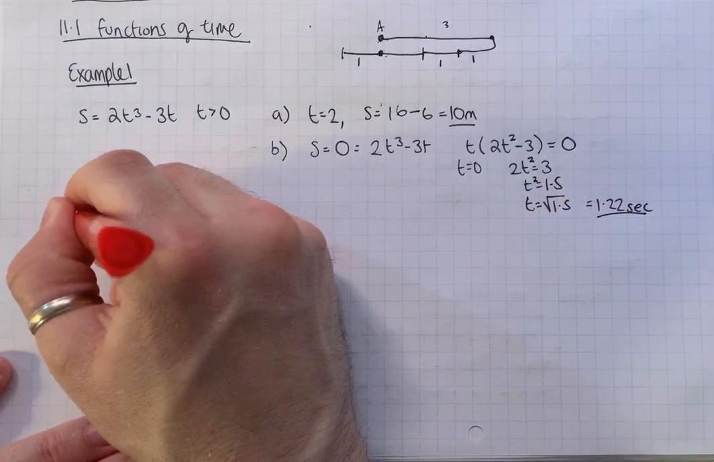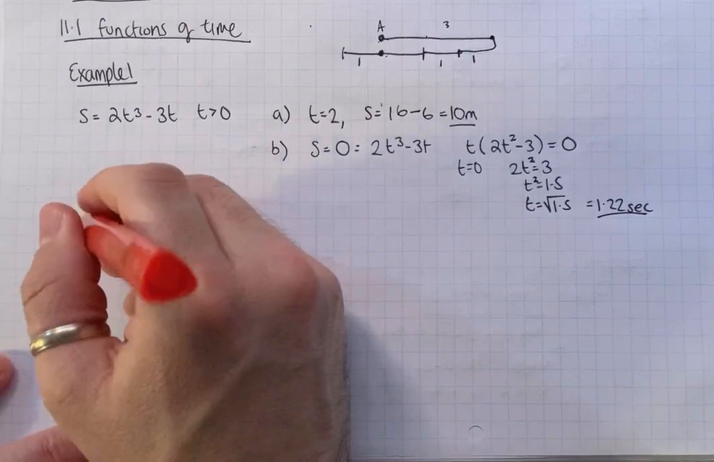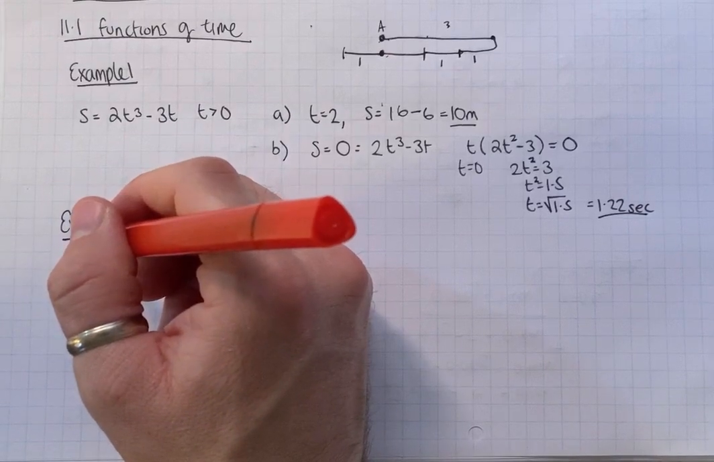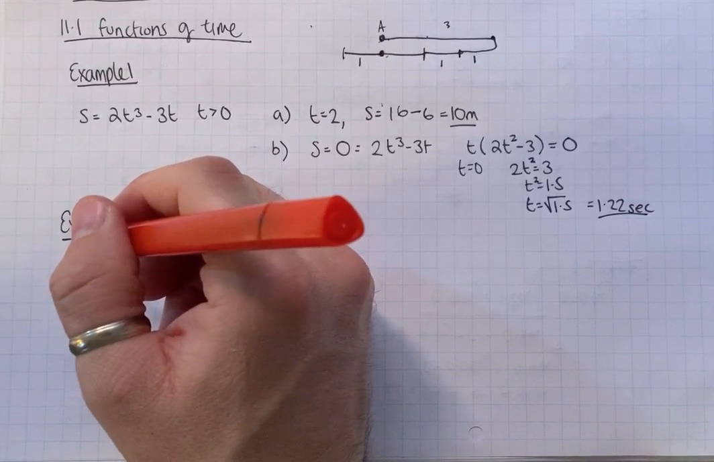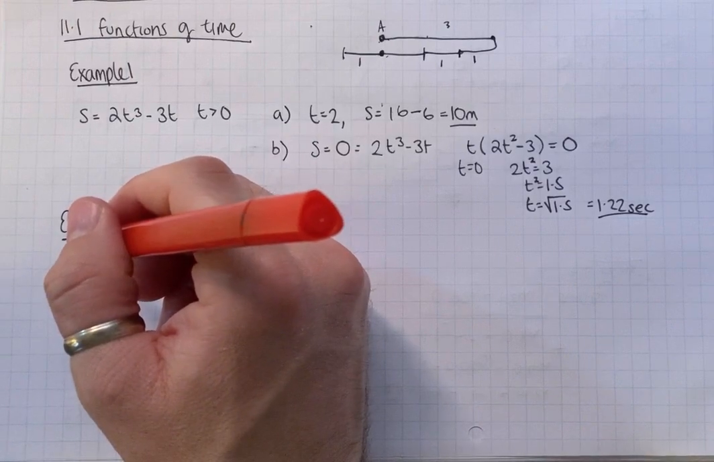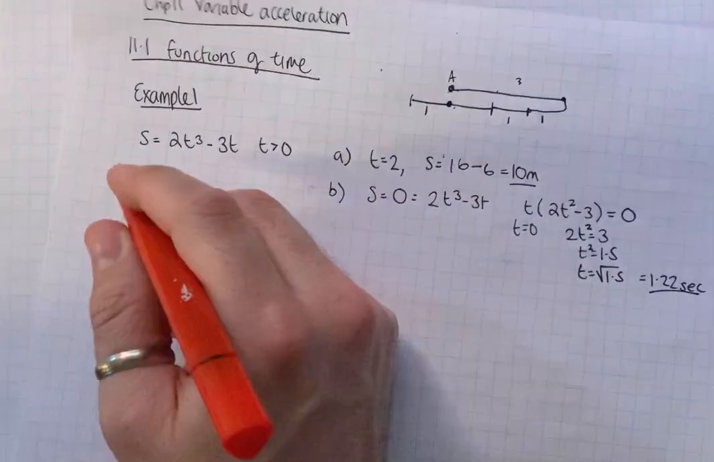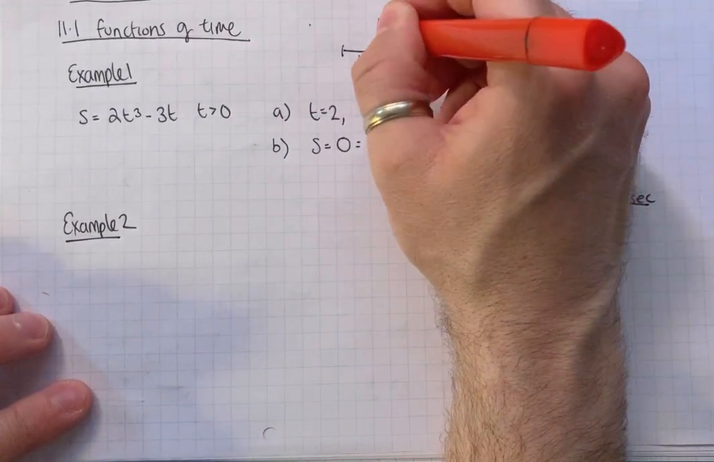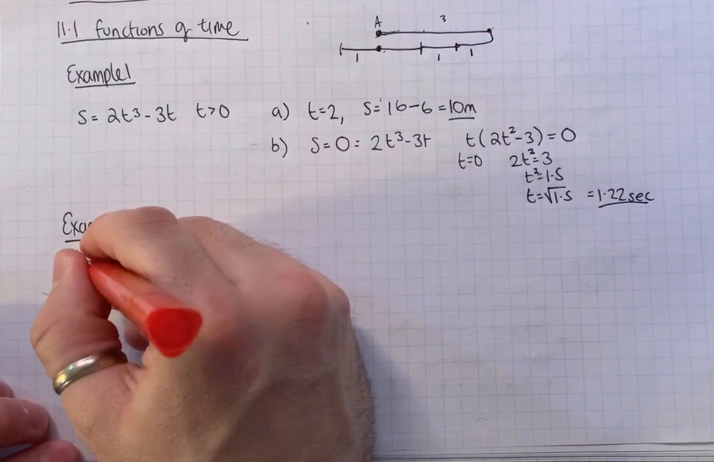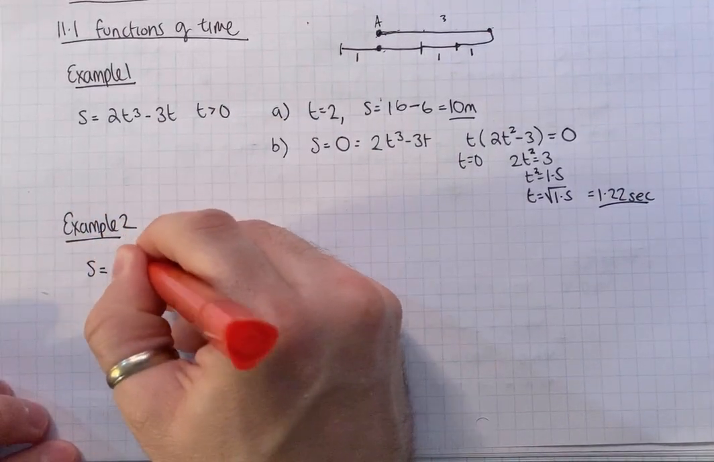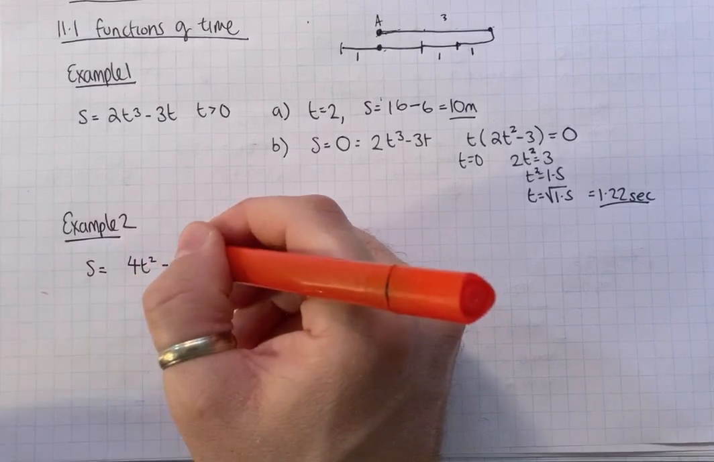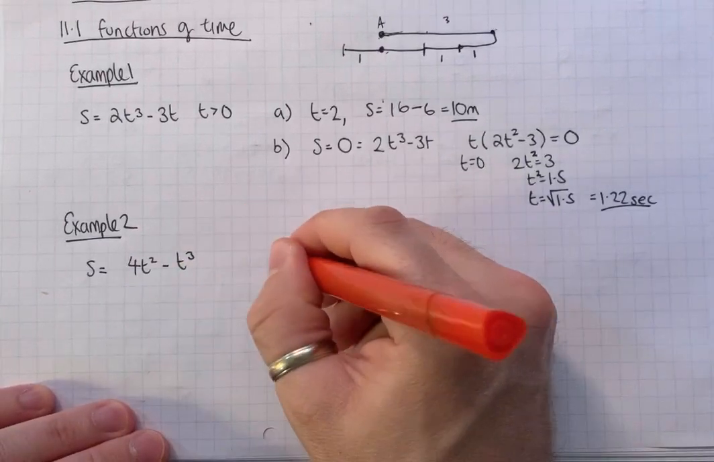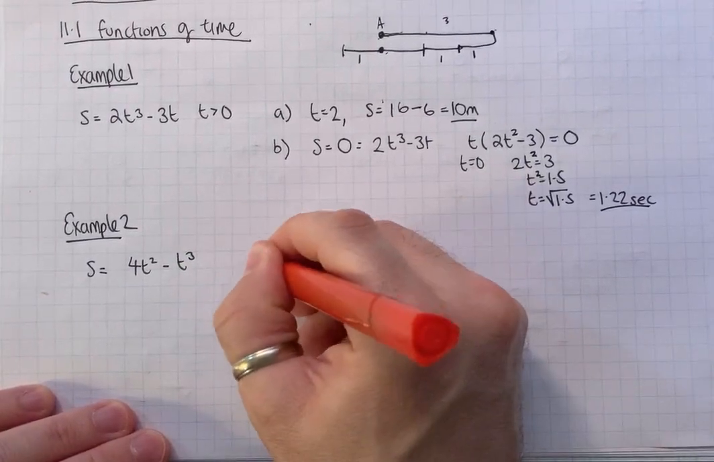Okay, on to example 2. It says that a toy train travels along a straight track, leaving the start of the track at time t equals 0. Okay, that's pretty obvious. It then returns to the start of the track. So say this is the start of the track, choo choo, comes back on itself. The displacement is given by 4t squared minus t cubed. And you're asked to explain the restriction that t must be between 0 and 4.